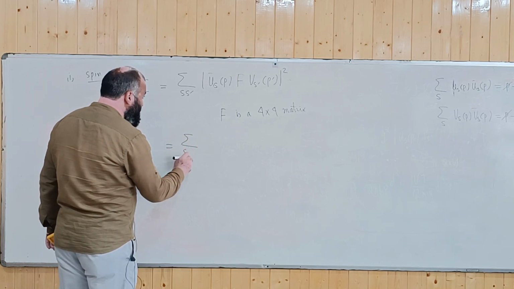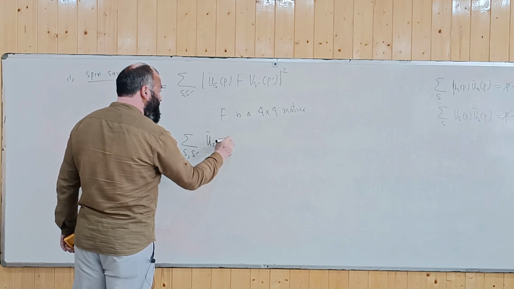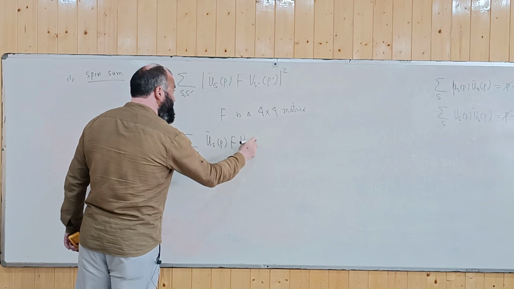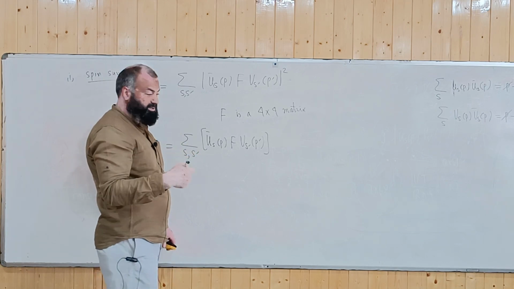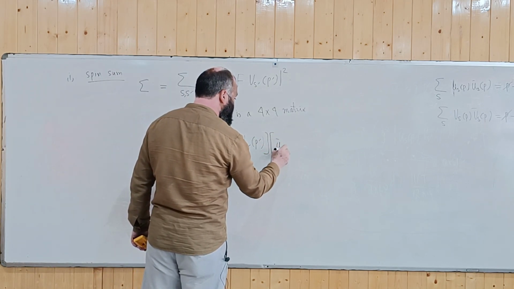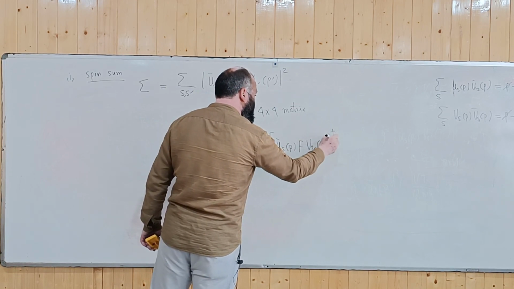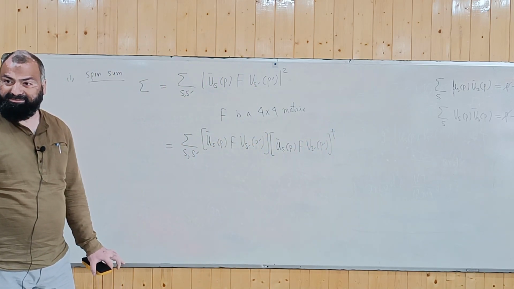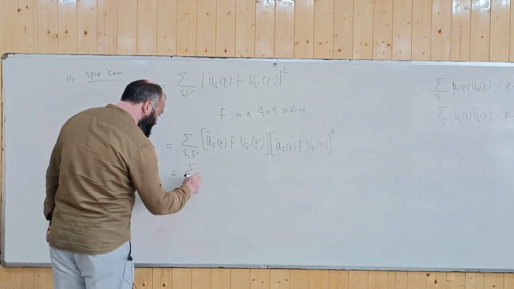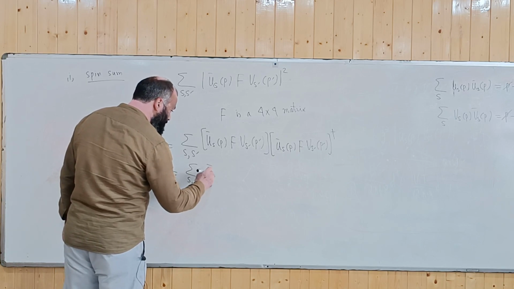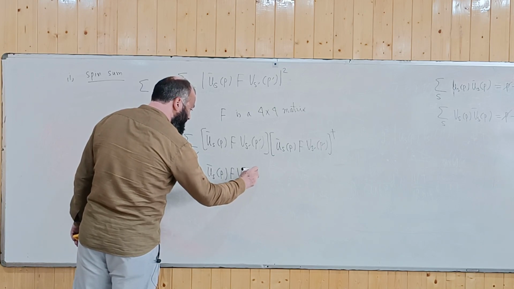I will write it like this, in summation over s prime. So it is ubar_s(p), then take this F. Now let's multiply it by the conjugate. You have this direct term, and mod square means its conjugate. So you write ubar_s(p) F v_s'(p'), then take the conjugate. Clear? Okay, so now let's write it: ubar_s(p) F v_s'(p').